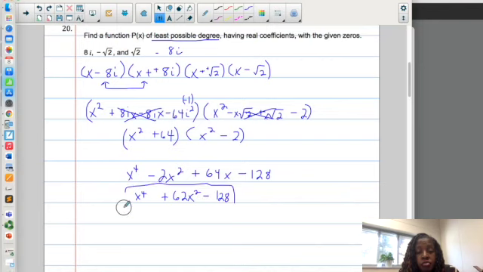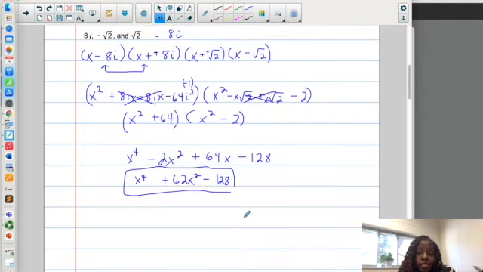That's all she wrote. Ta-da! Function of least possible degree, real coefficients. These are our zeros. Let's move on to 20.